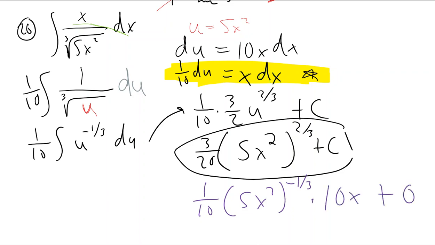The derivative of the constant is 0, times 10 divided by 10 cancels, and I'm left with an x that I want. And if I move this to the denominator, I would have a 1 over the cube root of 5x squared, which I want, and I don't have anything else. So by taking the derivative, you can be 100% sure that your work is correct. Okay, anything that jumps out at you about 26 that you want to ask?